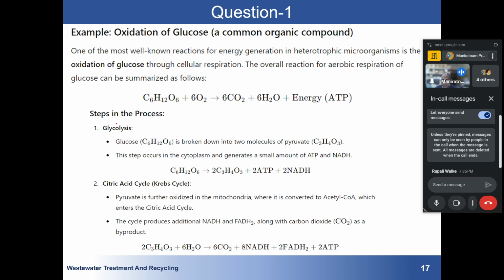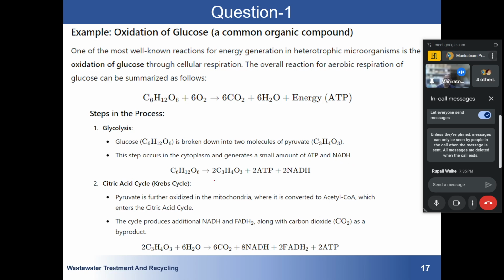Now the first process is glycolysis. The glucose is broken down into two molecules known as pyruvate, and this step occurs in the cytoplasm and generates a small amount of ATP and NADH. So these are energy packets, ATP and NADH.